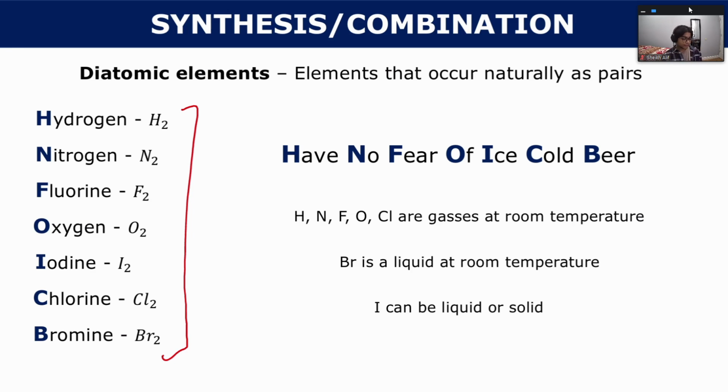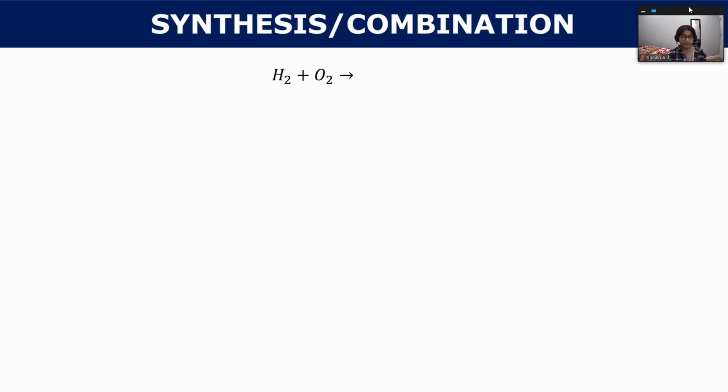Another interesting thing about these is that hydrogen, nitrogen, fluorine, and chlorine are going to be gases at room temperature. Bromine's a liquid, and then iodine can be liquid or solid. But really, the important thing is the hydrogen, nitrogen, fluorine, oxygen, chlorine, and to know that they're gases at room temperature. All right, let's do an example.